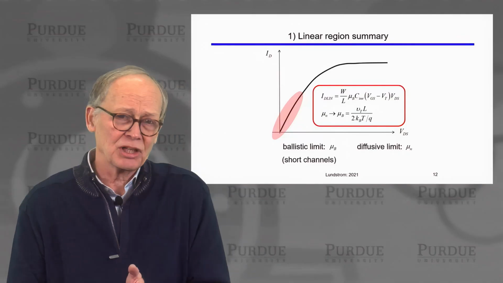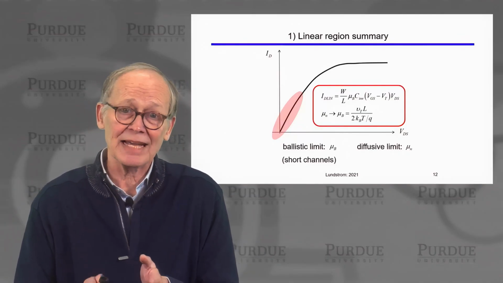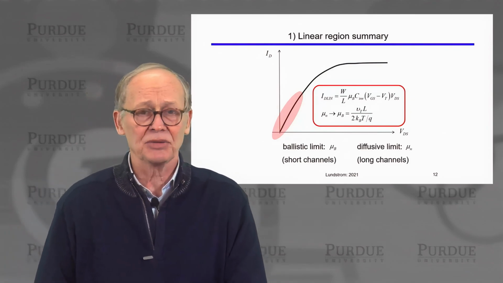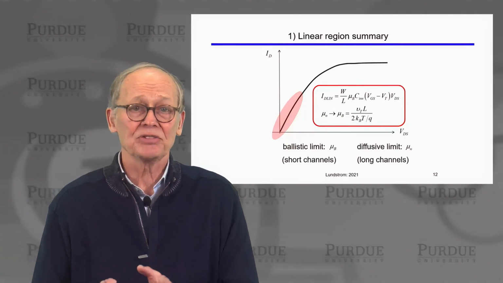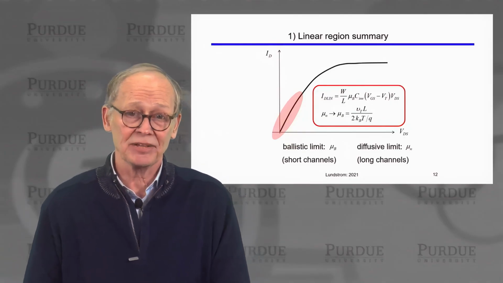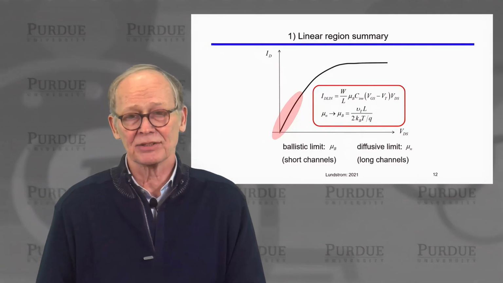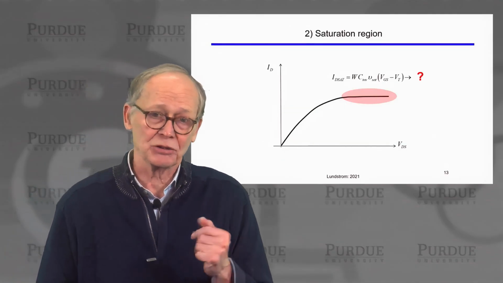The ballistic limit will occur in very short channel devices, and we do have field effect transistors at this limit in current day technology. The diffusive limit occurs in very long channels. Most silicon technology these days is between these two limits, and we'll have to talk in the next lecture about how we treat that condition. Or in 2 lectures from now, I'm sorry.